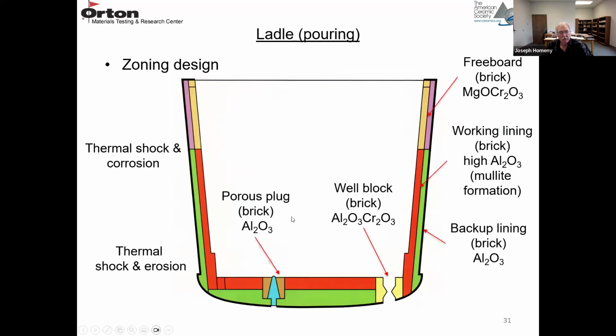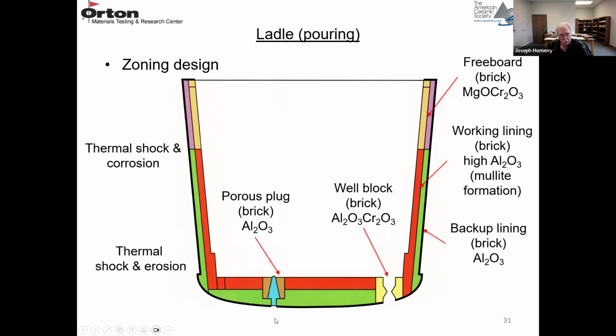So there's various designs. This is just a transport ladle used for transporting and pouring steel. There's obviously thermal shock and corrosion issues in the top, and thermal shock and erosion issues in the bottom. The top area is known as the freeboard. That's usually a MgO Cr2O3 magchrome type brick. There's a backup lining, which is an alumina brick, and then a working lining, which is a high alumina brick, usually one that consists of mullite.